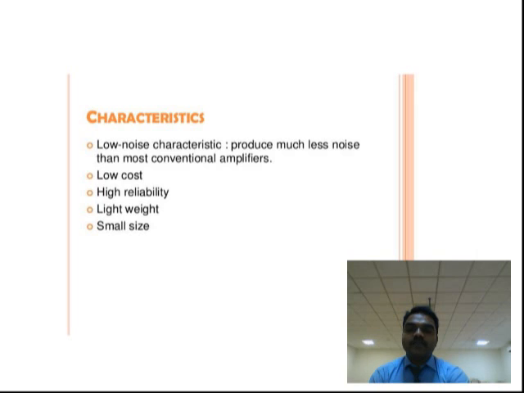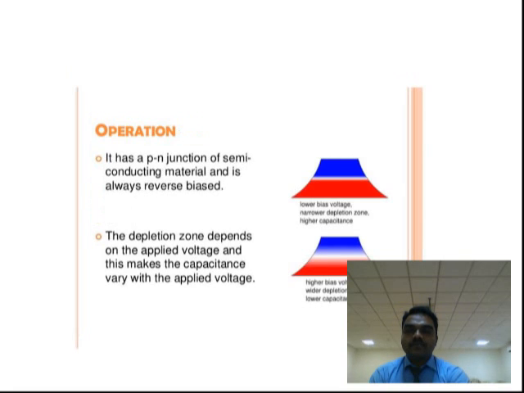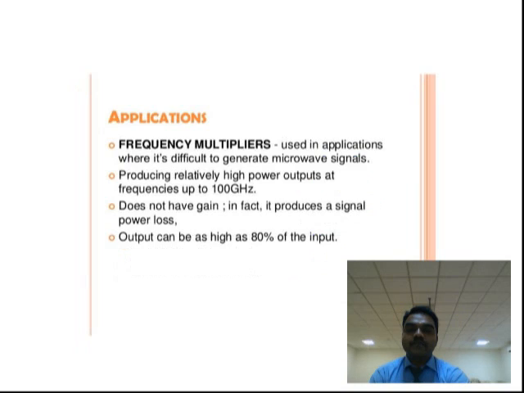The characteristics of the varactor diode are low noise characteristics. It produces much less noise than most conventional amplifiers. It is low cost, provides high reliability, and is lightweight and small in size. In operation, the varactor diode has a PN junction of semiconducting material and is always reverse biased. The depletion zone depends on the applied voltage and this makes the capacitance vary with the applied voltage.